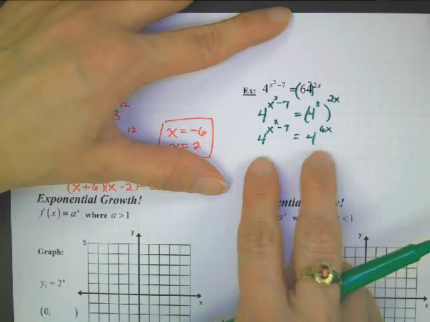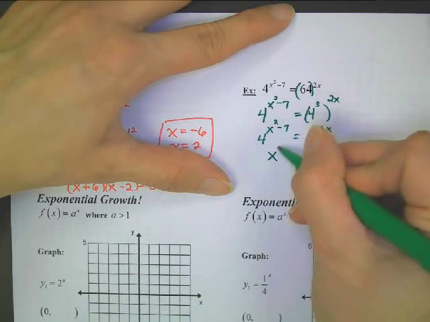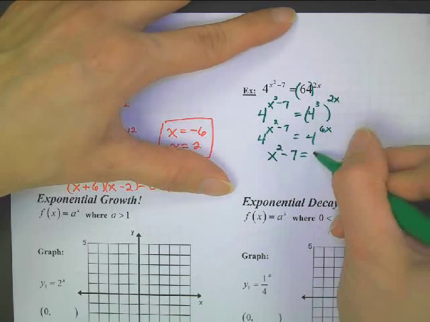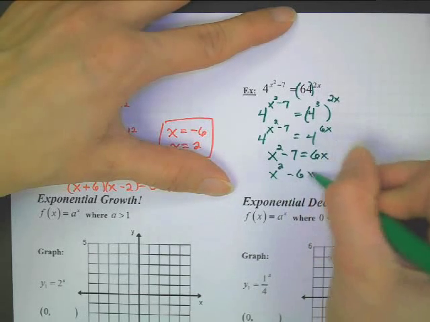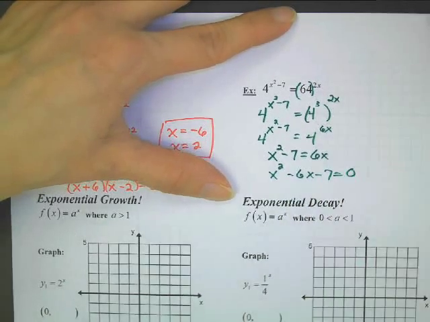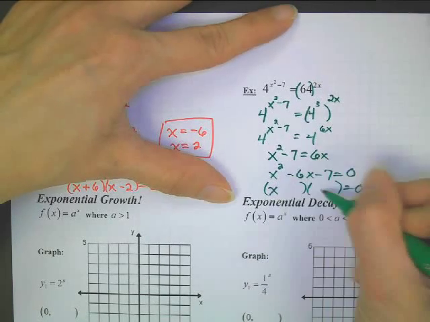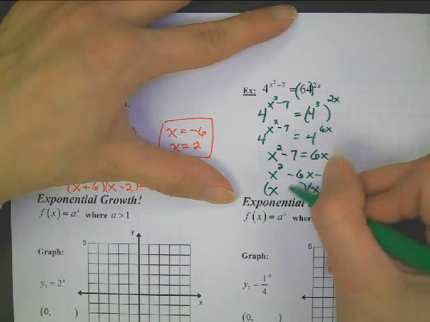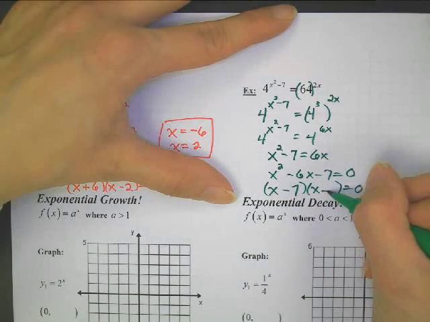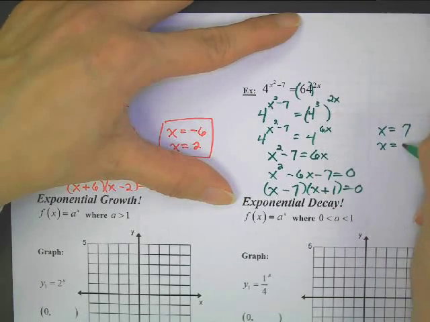Common bases. That means their exponents must be equal. x squared minus 7 must equal 6x. Let's bring everybody over to the left. And let's see if you can factor this guy. I think it does. Since it starts with x squared, it's got to be x and x. To make a negative 7, we'll do minus 7 plus 1. So the answers are 7 and negative 1.